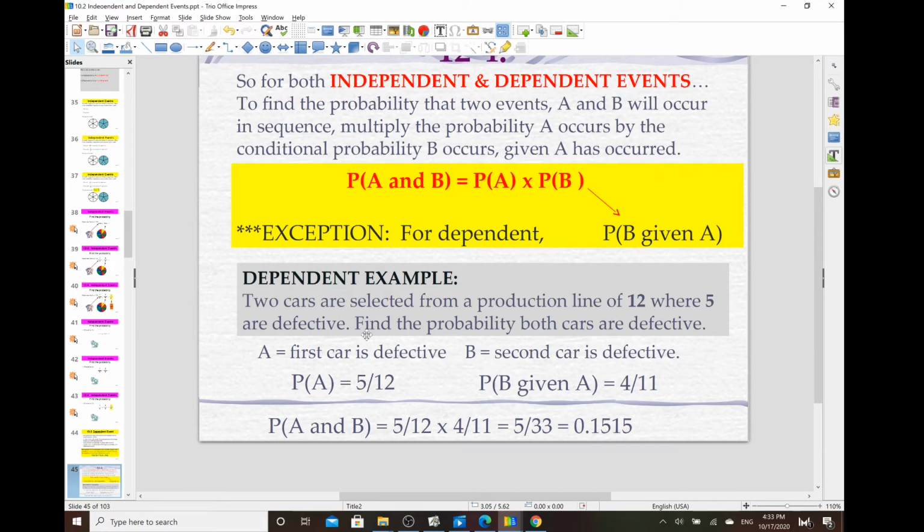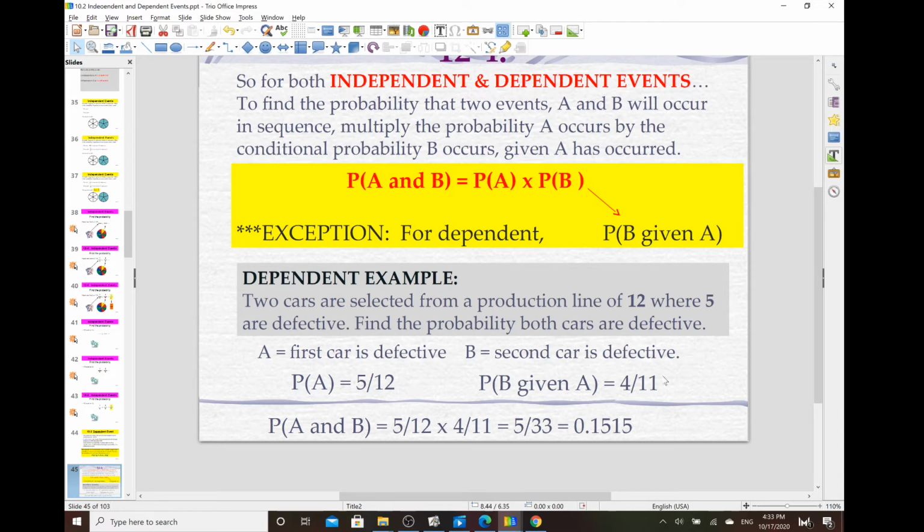for one of the examples, two cards are selected from a production line of 12 where 5 are defective, and find the probability both cards are defective. For the first event, we need to choose one of the defective cards, so that'll be 5 out of 12, 5 over 12. And then if the second card is defective, that'll be 4 over 11. But the reason why is because we selected one card already from those 5.